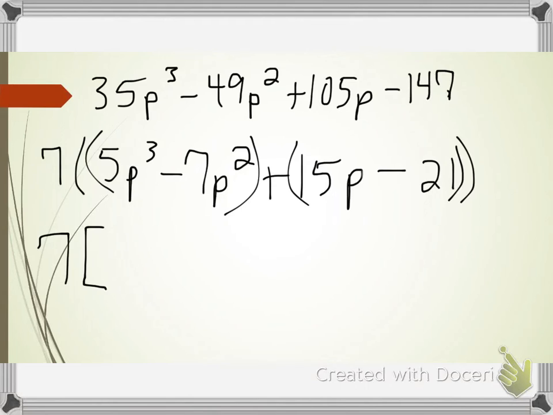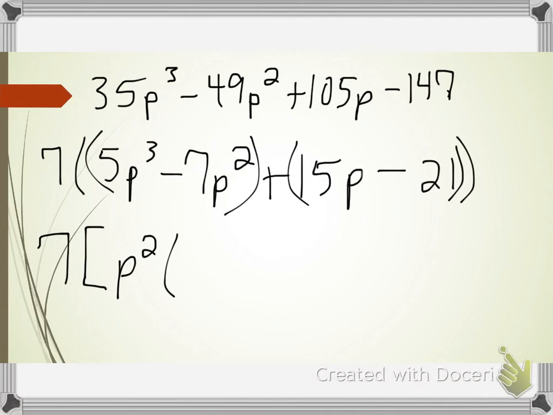Okay? So, looking at my first set of terms, 5p cubed minus 7p squared, is there a biggest number besides 1 that goes into 5 and 7? No, there's not. How many p's do they have in common? 2. So I'm just factoring out a p squared. Are you putting this in brackets? I am, because I'm going to have sets of parentheses in there as well, because I factored out that 7 to begin with.